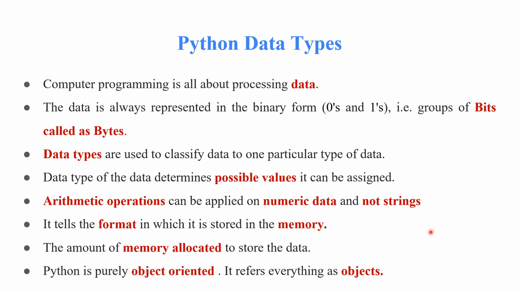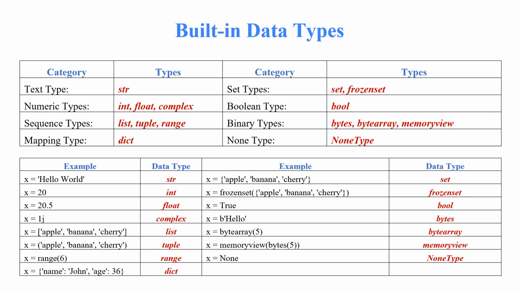The data type also tells us about memory allocation, how the data is being stored in memory, and how many bytes are allocated for each piece of data being stored. Since Python is purely object oriented, it refers to everything as objects. Now we'll look into some of the built-in data types.